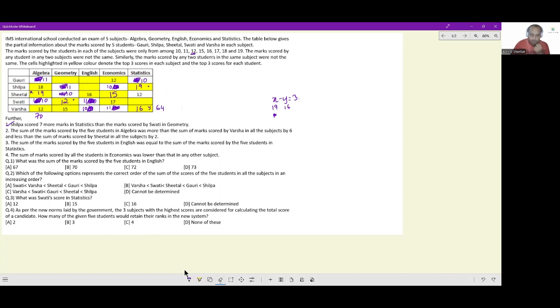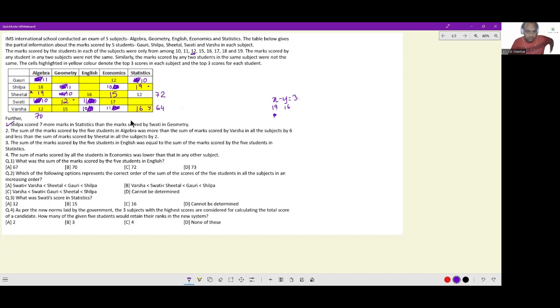Then this here has to be how much? 19 plus 10 is 29, 29 plus 16 is 45, 45 plus 15 is 60, 60 plus 12 is 72. Yes, this also works out wonderfully well. This is also there.